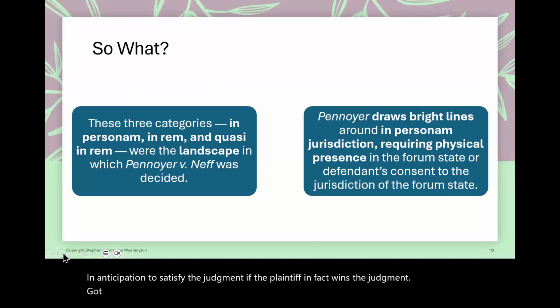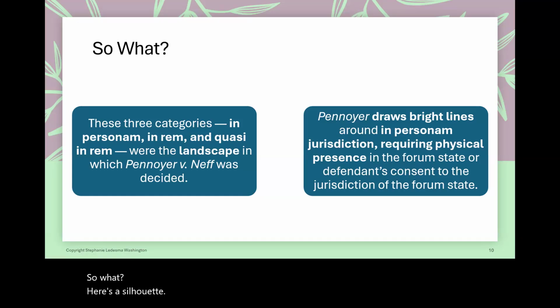Three different categories of personal jurisdiction. So what? Here's the so what. These three categories, in personam, in rem, and quasi in rem, are the landscape of Pennoyer v. Neff.